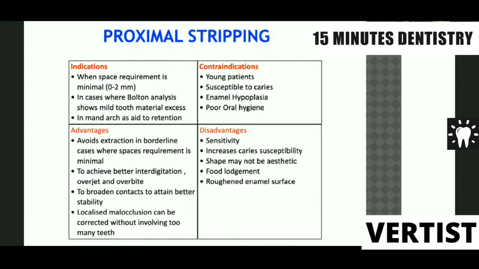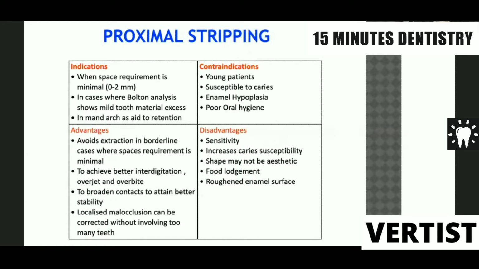Proximal stripping or proximal reduction. The indications are when the space requirement is minimal, about 0 to 2 millimeters, in cases where the Bolton analysis only shows mild tooth material excess, and in the mandibular arch, sometimes as an aid of retention so that the crowding does not come in again. Contraindications: young patients, pulp chamber not well developed, patients who are susceptible to caries or with enamel hyperplasia, and poor oral hygiene are a big contraindication to proximal stripping.